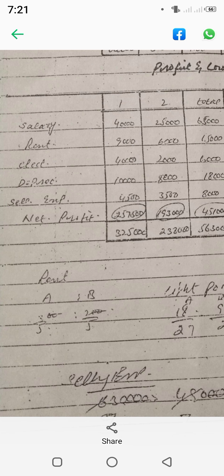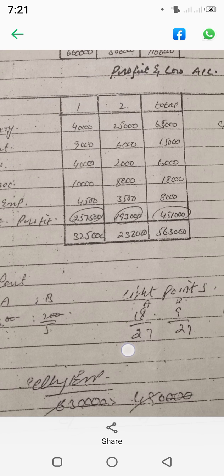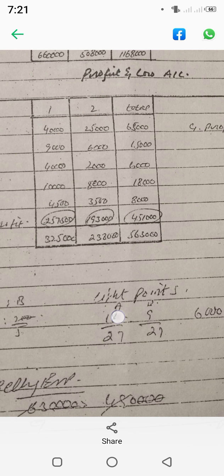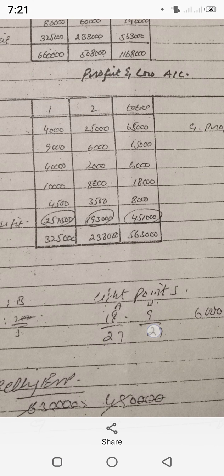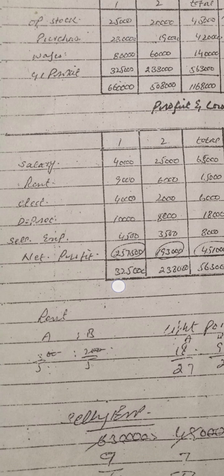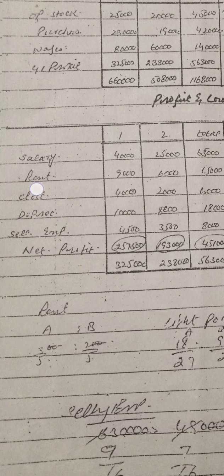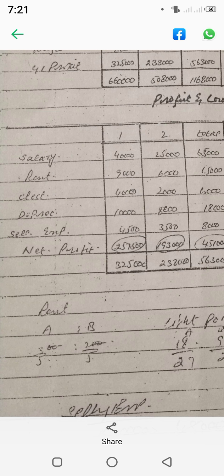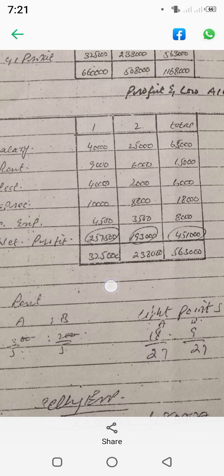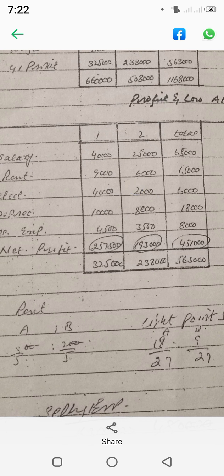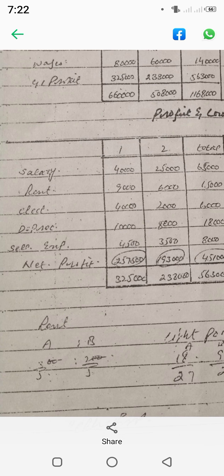Okay, next is electricity expense. Electricity expense will be distributed on the basis of light points. So light points are 18 and 9, as already mentioned in the last image. 18 by 27 and 9 by 27 is the proportion to distribute your electricity expense, which is 6,000. So how will you do so? 6,000 multiply 18 divided by 27 is equal to 4,000, and 6,000 multiply 9 divided by 27 is equal to 2,000. Next one is depreciation.